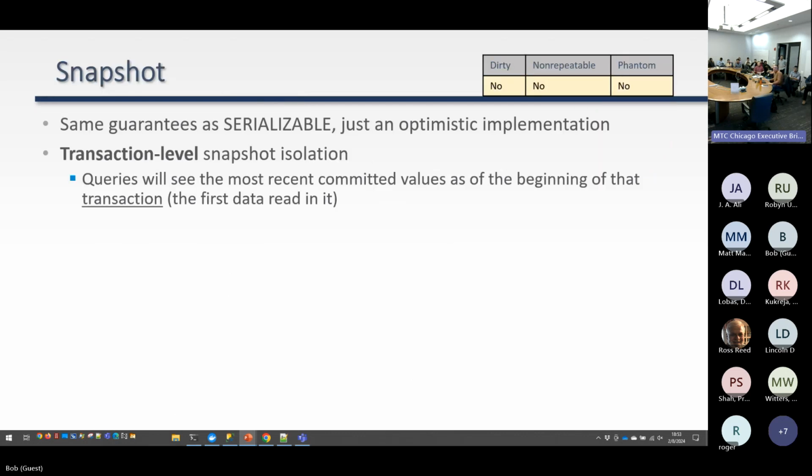Okay, let's do one more. Let's talk about snapshot. And snapshot is serializable, but in optimistic form. And this gives you transaction level snapshot isolation. So before I talked about statement level, where if you have multiple statements within a transaction, they could see different things, and that was okay. With snapshot, the fact that it's in a transaction now matters. The query will see the most recently committed values as of the beginning of that transaction, the first time data is read in it. So saying begin tran is not enough, but the first time you select something, everything else that occurs in that set of queries will see as of that particular point in time.